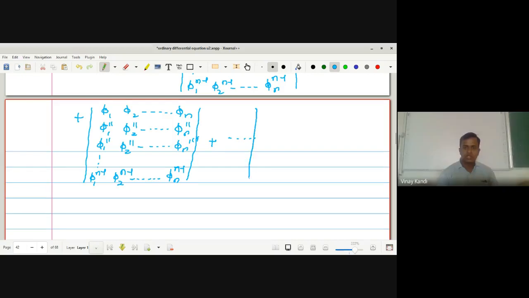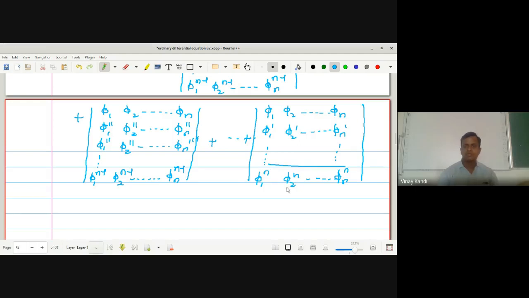Now the first and second rows as it is, plus here: phi 1, phi 2 up to phi n, phi 1 dash, phi 2 dash up to phi n dash, and at last phi 1 raised to n, phi 2 raised to n up to phi n raised to n. And the row above it will be phi 1 raised to n minus 2, phi 2 raised to n minus 2, up to phi n raised to n minus 2. Now look here. This is W dash.